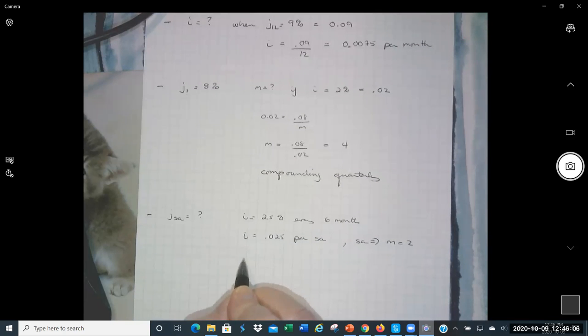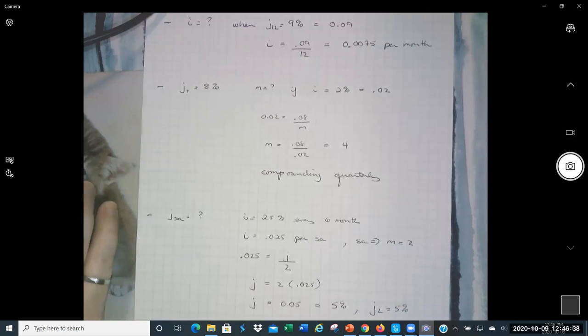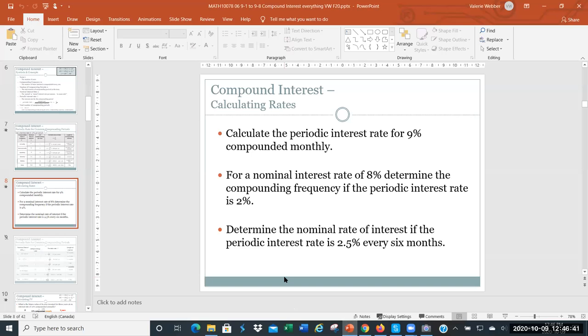So we don't know what our J is, but our periodic rate, 0.025, is equal to our J over 2. So our J is just going to be 2 times the 0.025. So we'll get J is equal to 0.05, or 5%, and really we should be writing this symbol here. So our final answer would be J2 is 5%. Okay, so that's just a couple of little examples for working with interest rates, and you'll see in your assignments you'll have similar type questions.